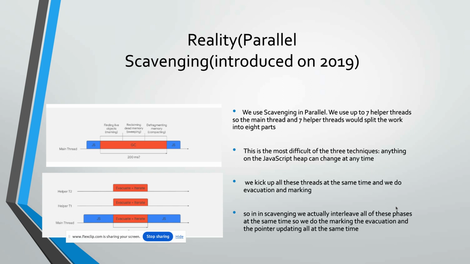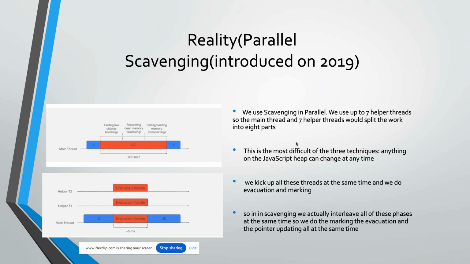So what is the reality? The reality is we use parallel scavenging, and it was introduced in 2019. Before it was like the earlier approach, but after that they use parallel scavenging, so we can use up to 7 helper threads. I don't know about right now in 2023. The main thread and 7 helper threads split the work into eight parts.